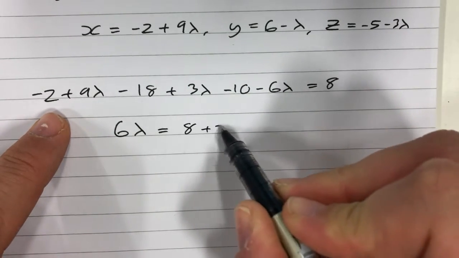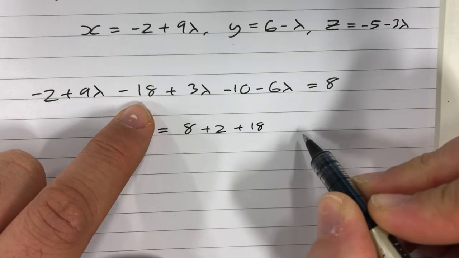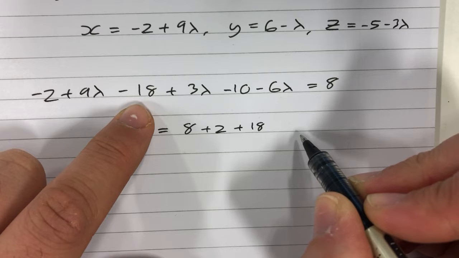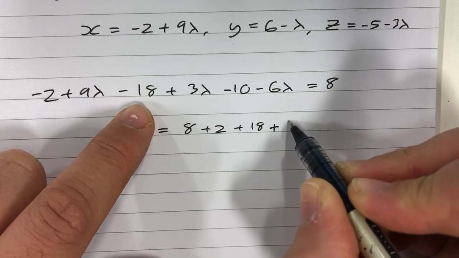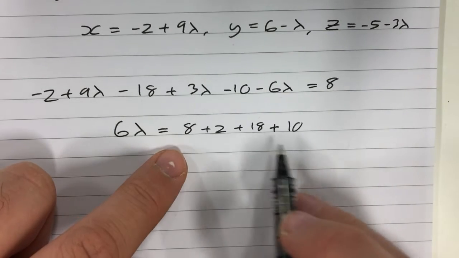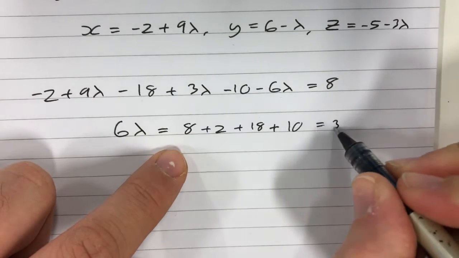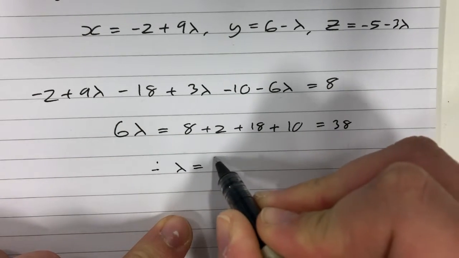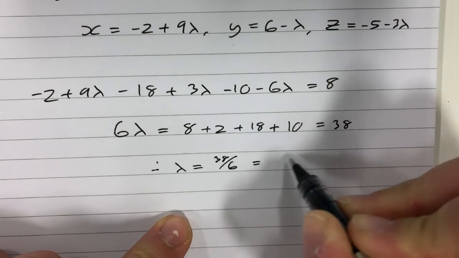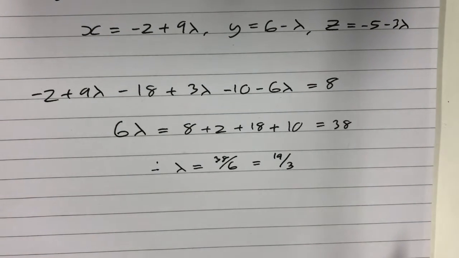plus 2, plus 18, plus 10, 20, 30, sorry, 10, 20, 38. Therefore, lambda equals 38 on 6, which is 19 thirds. Okay, so that's my value of lambda.